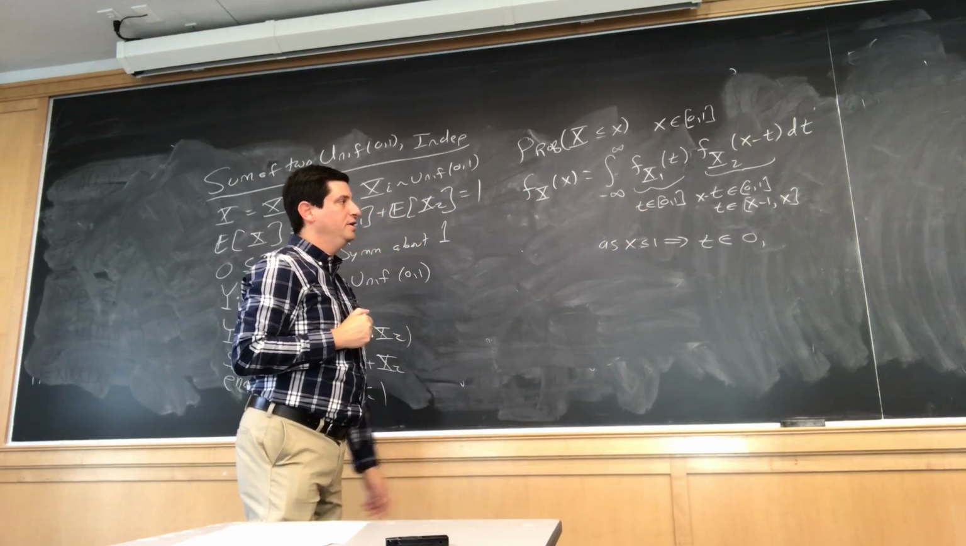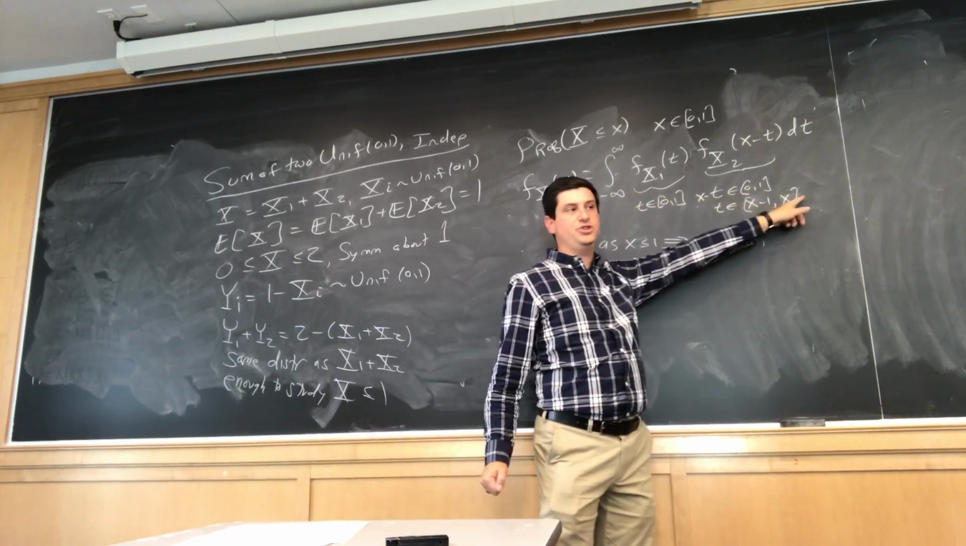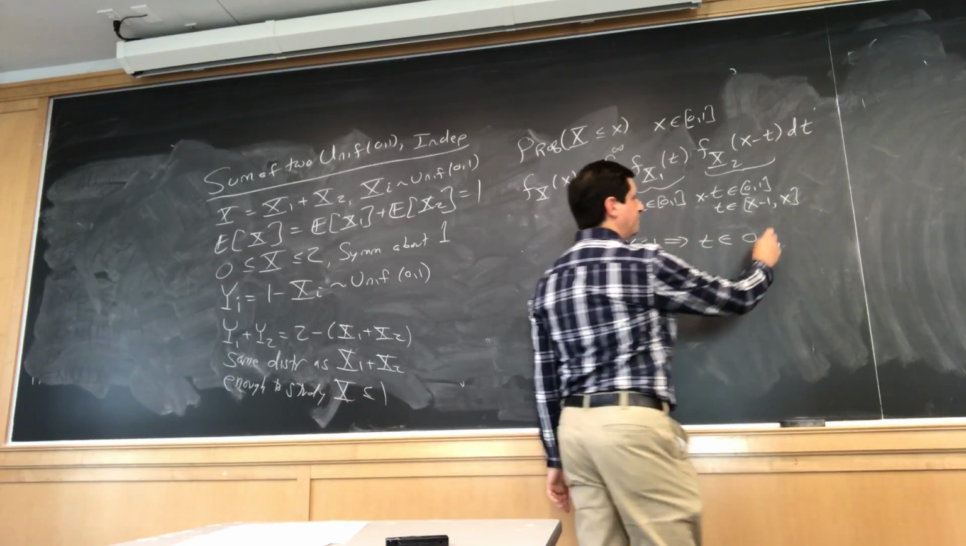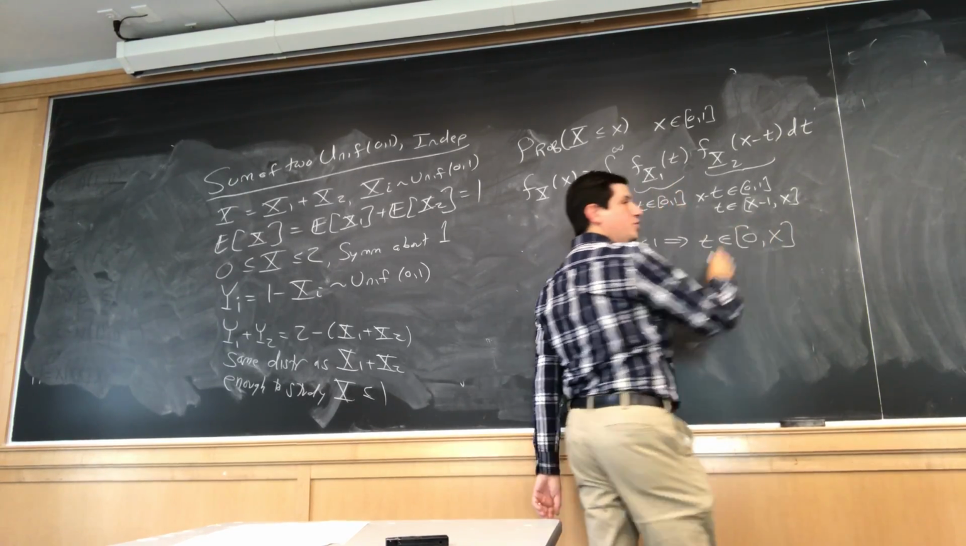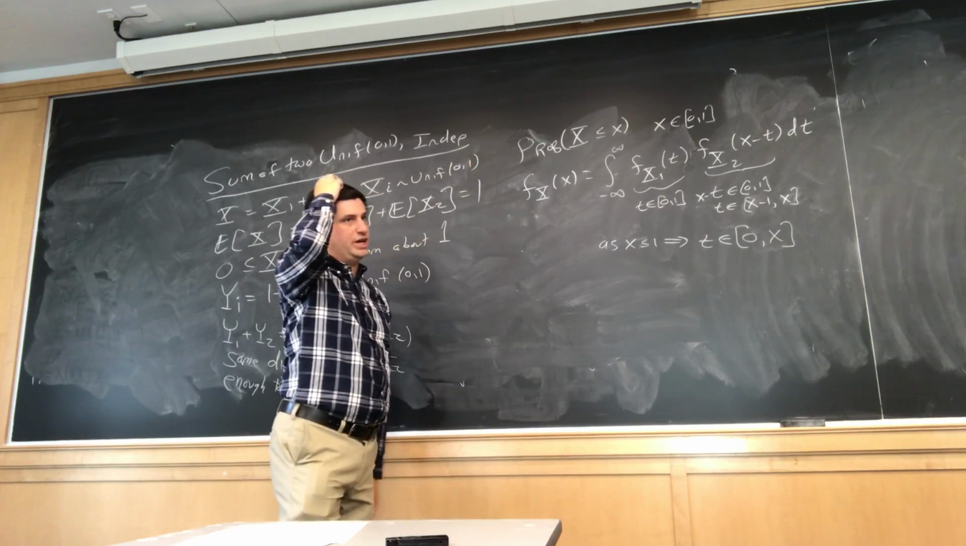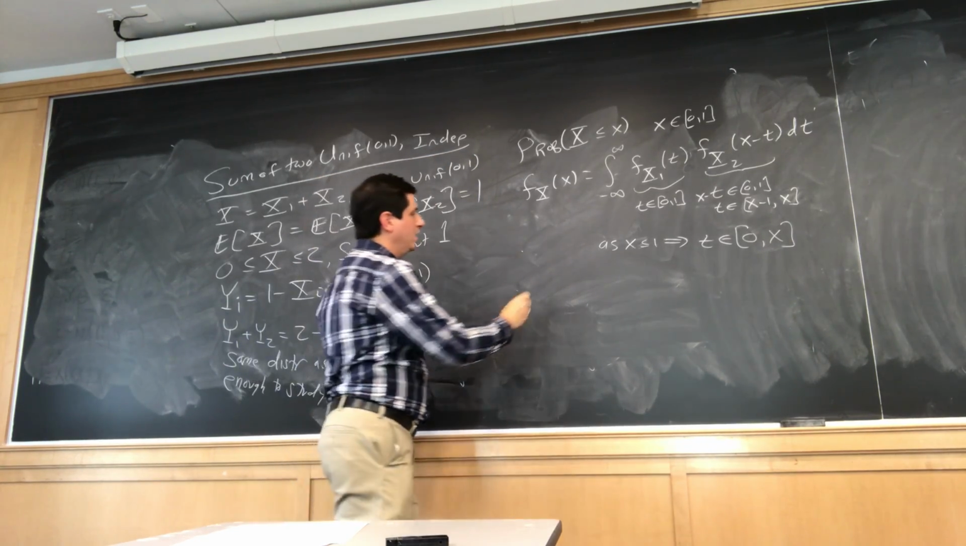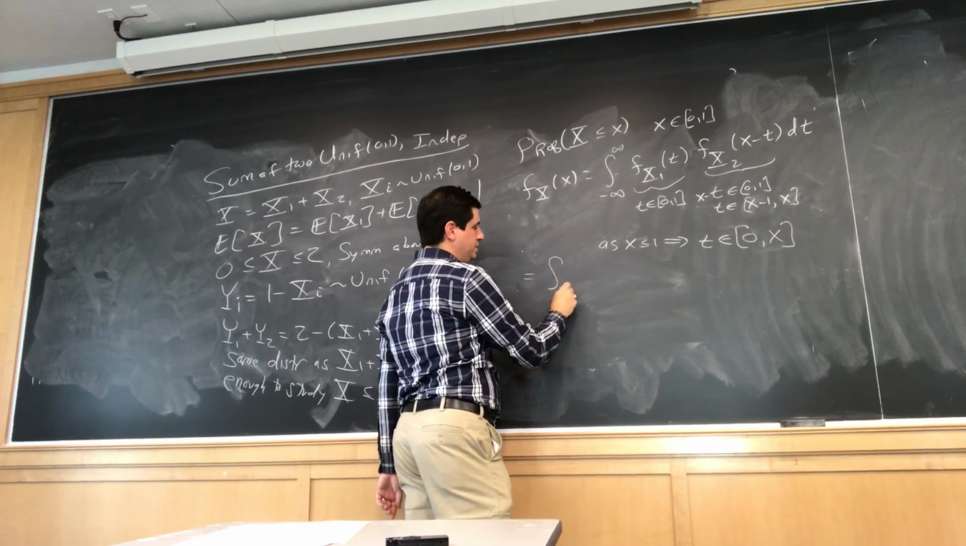For the other one, I have 1 and x. Which is the smaller one? x is the smaller one. So that's going to be the range that you get. It's going to be from 0 to x. And so now we get that it's the integral from 0 to x.